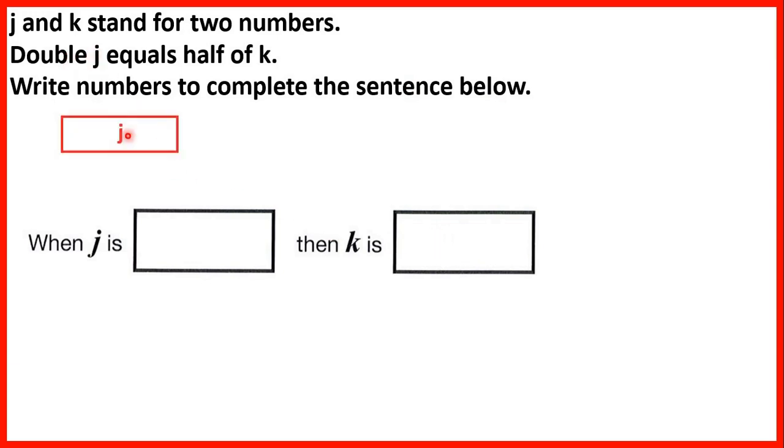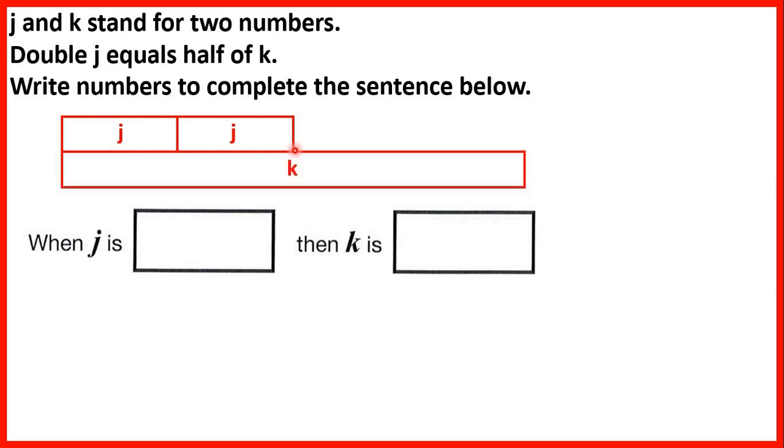So double J means 2 times J, and that equals half of K. So the two J's together will be half the size of K. That means J is 1/4 of K, or K is 4 times as large as J. So when J is 1, then K is 4.